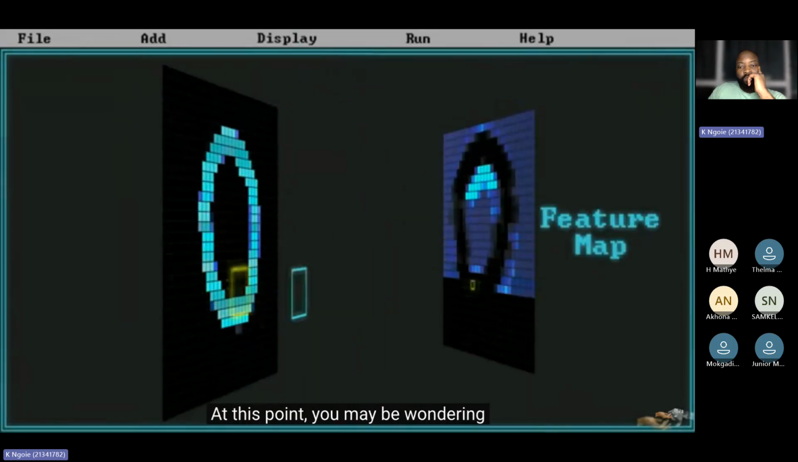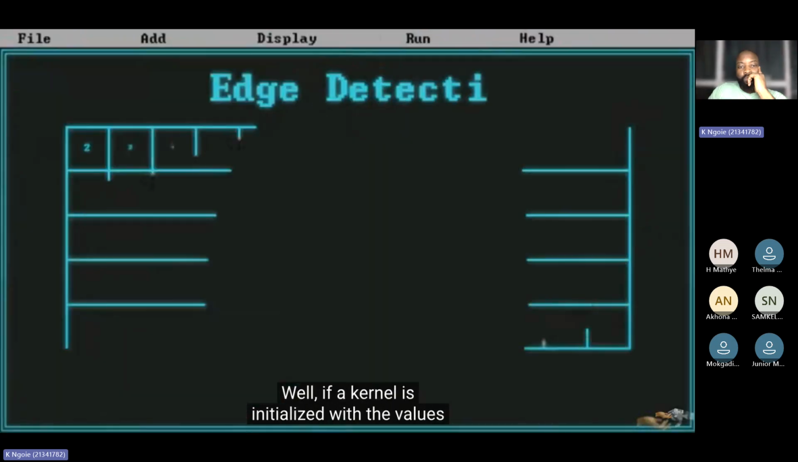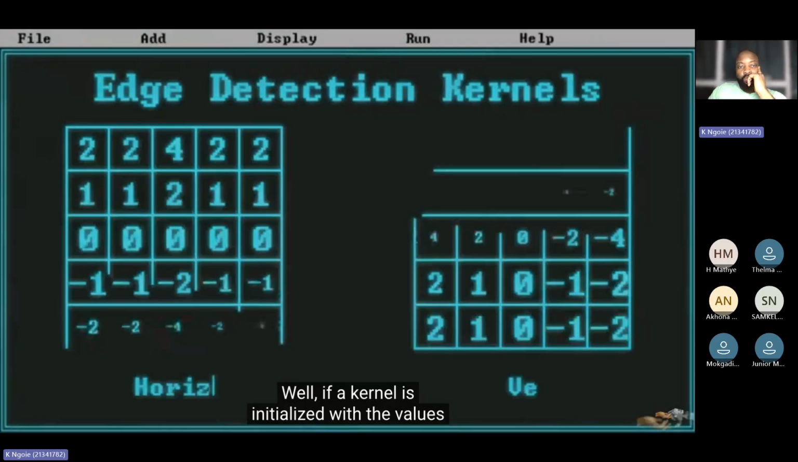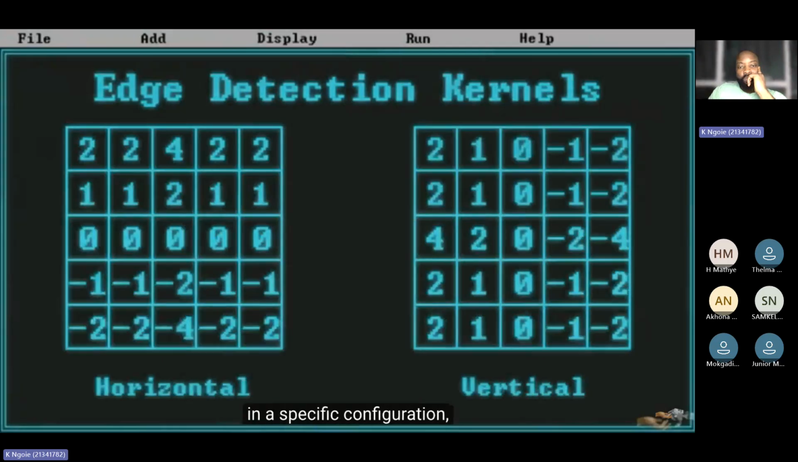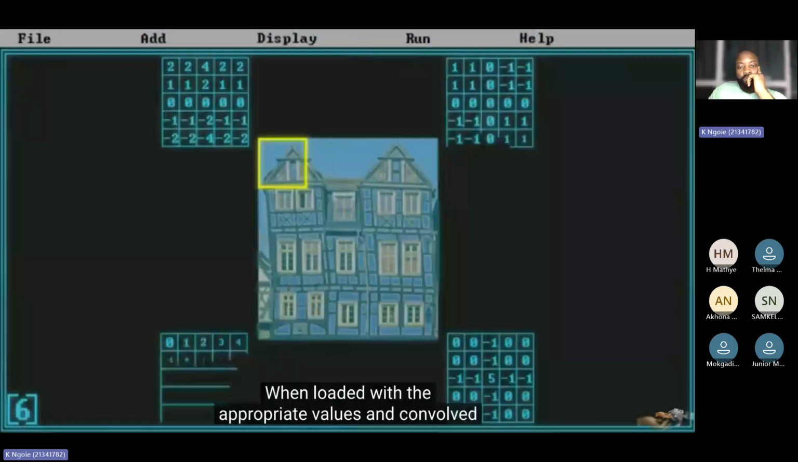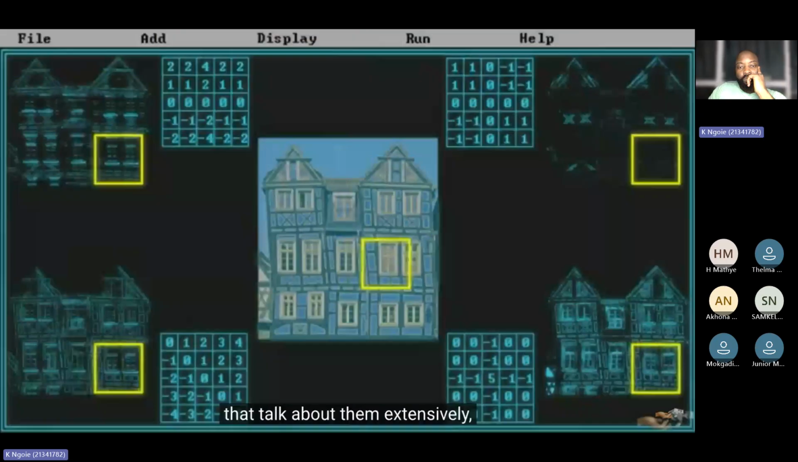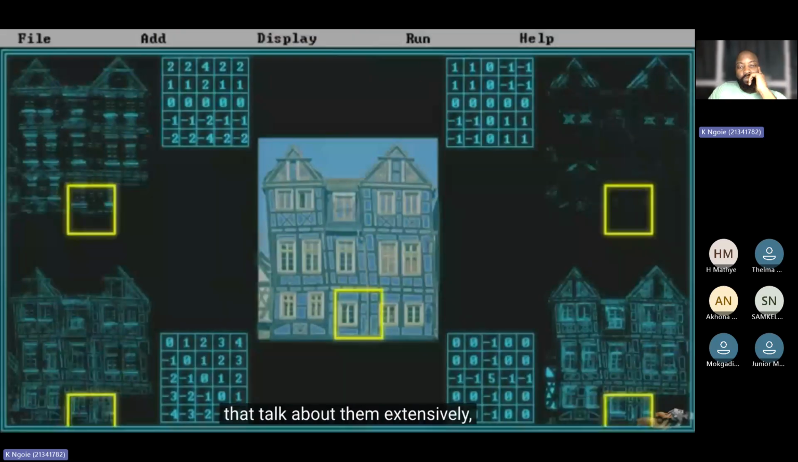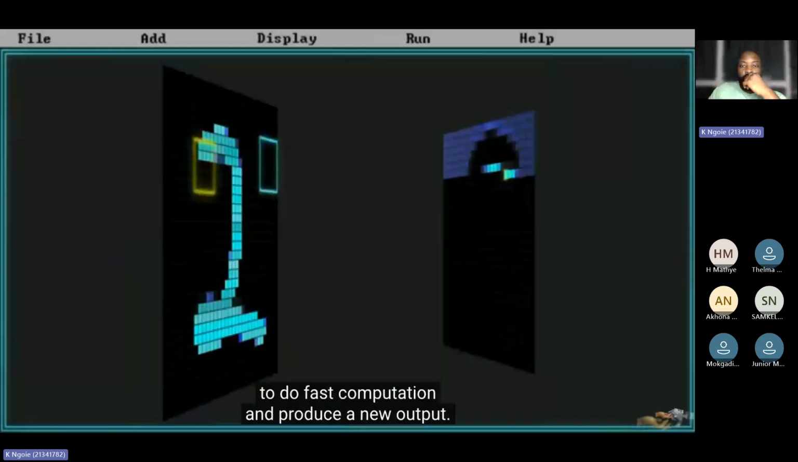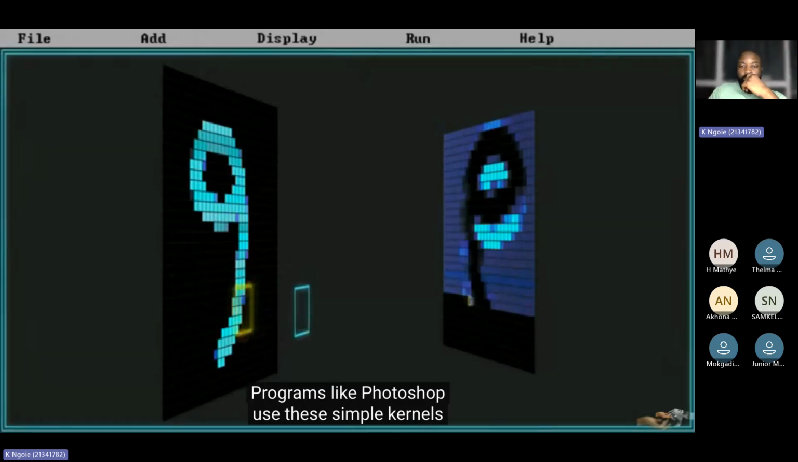At this point, you may be wondering how this is able to detect any features at all. Well, if a kernel is initialized with the values in a specific configuration, they can be used to transform an input image and find various patterns. Take these kernels, for instance. When loaded with the appropriate values and convolved with the input image, produces an output which highlights various edges in the photo. Now, I won't delve into the specifics of the various types of kernels in this video, but there are many resources that talk about them extensively, such as Computerphile and their various videos on kernels like the Sobel Edge Detector. Coming back on topic, as you can see, kernels are essentially ways to do fast computation and produce a new output. In this case, we're doing it with an image, with an effect or features highlighted. Programs like Photoshop use these simple kernels for effects like blurs, for instance.